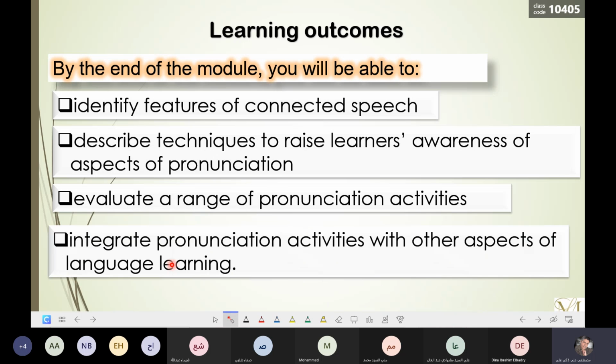Also, we need to integrate pronunciation activities with other aspects of language learning, because it's not just a separate topic. We are not talking about pronunciation as a separate topic. We need to integrate pronunciation with other aspects that help to learn the language as a whole. Okay?